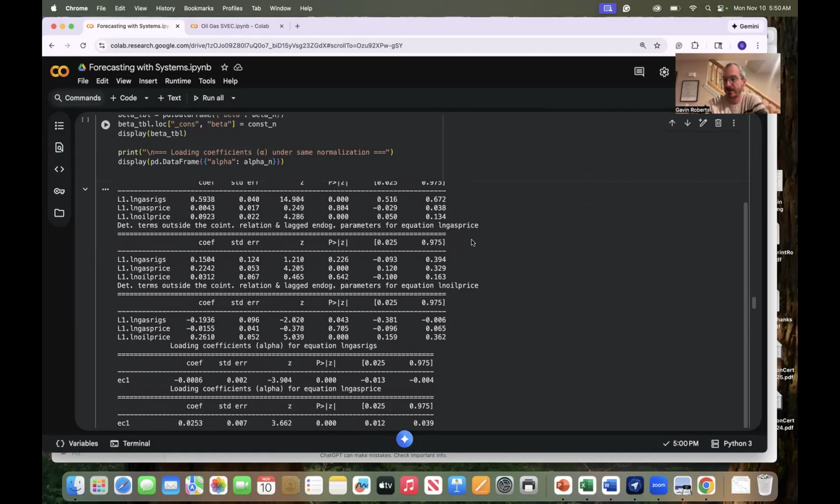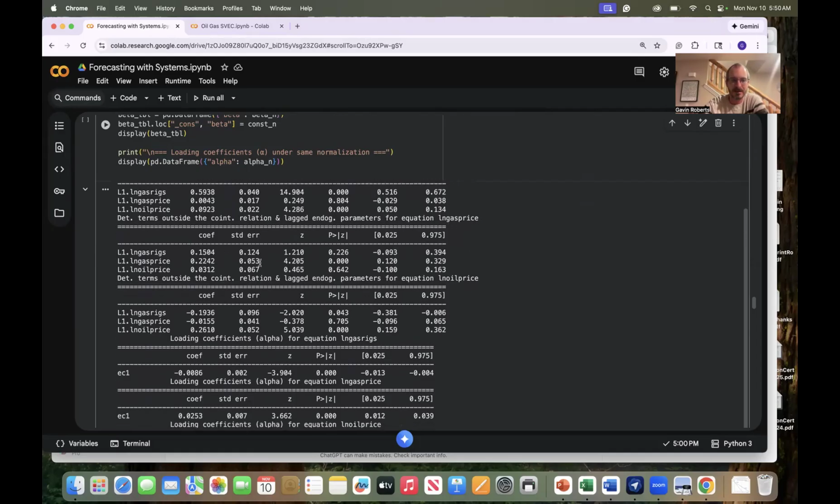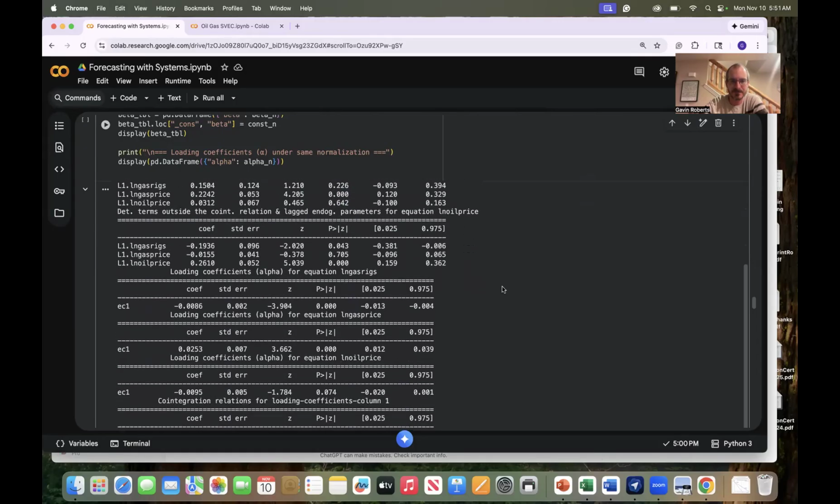So now we have ln natural gas price here. So this is our second equation. Here we have gas price responding to itself in the short run, but not to oil prices or gas rigs in the short run. And then finally, our oil price responds to itself, kind of responds to gas rigs in the short run, but not significant at the 5% level. This one's very significant.